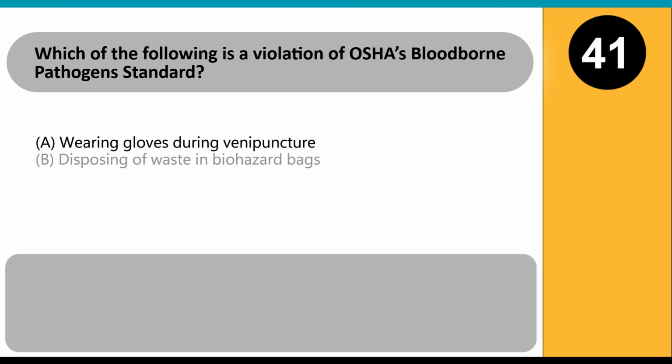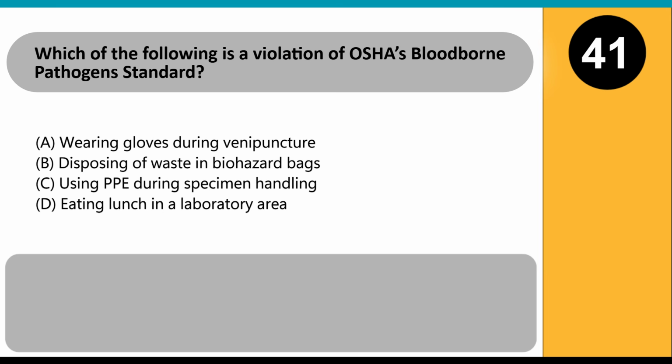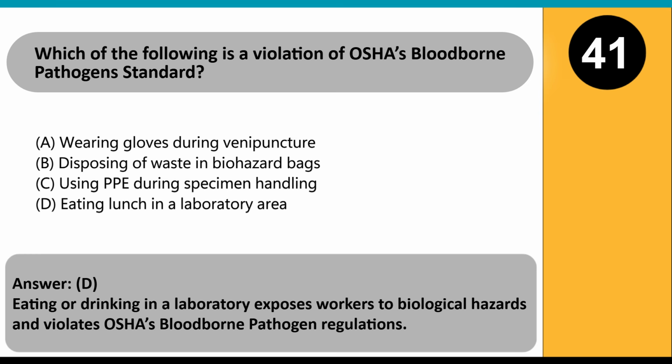Which of the following is a violation of OSHA's bloodborne pathogen standard? A. Wearing gloves during venipuncture. B. Disposing of waste in biohazard bags. C. Using PPE during specimen handling. D. Eating lunch in a laboratory area. Answer: D. Eating or drinking in a laboratory exposes workers to biological hazards and violates OSHA's bloodborne pathogen regulations.